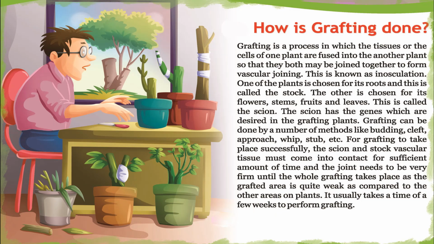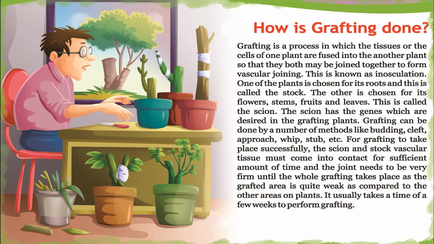How is grafting done? Grafting is a process in which the tissues or the cells of one plant are fused into another plant so that they both may be joined together to form vascular joining. This is known as inosculation. One of the plants is chosen for its roots and this is called the stalk. The other is chosen for its flowers, stems, fruits and leaves. This is called the scion.